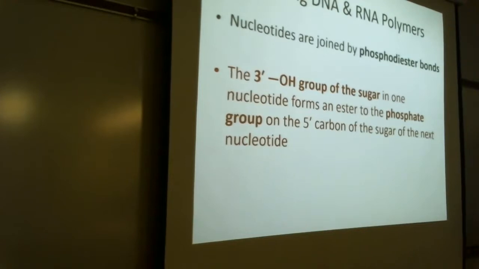It's a lot easier to see than it is to write it out. And all these figures, by the way, are in the textbook as well. 3' OH group and the 5' phosphate group.